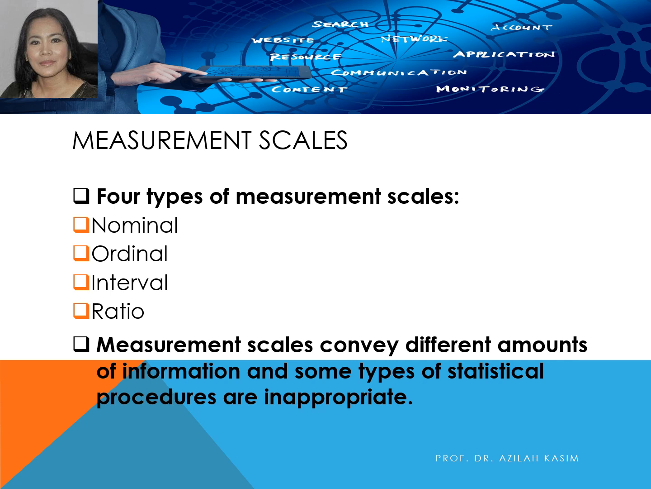Then we also have to look at the measurement scales. When we develop our instrument, we can develop it using these 4 scales, which I will explain in more detail in a future slide. But at this point, you just need to know that there are 4 types of measurement scales. One is nominal scale, then ordinal scale, then interval scale, and then ratio scale. Measurement scales convey different amounts of information, and some types of statistical procedures are inappropriate.